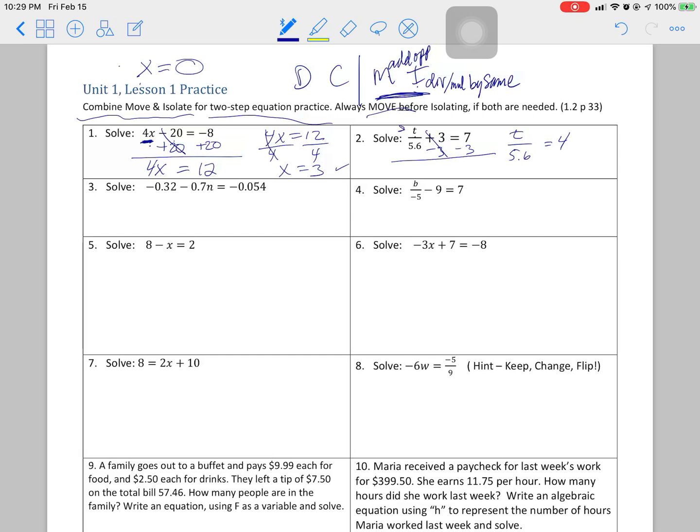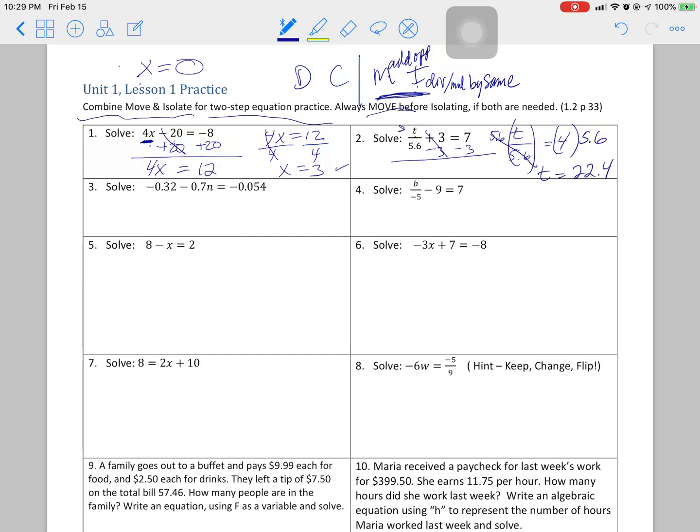Now what do we do here to isolate? I don't want to divide, I want to multiply by my 5.6. That'll make that a t. Whatever I do to one side, I do to the other side. So 4 times 5.6 is 22.4.